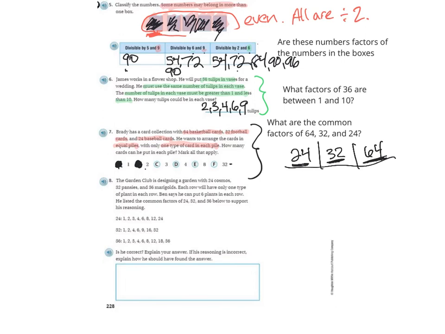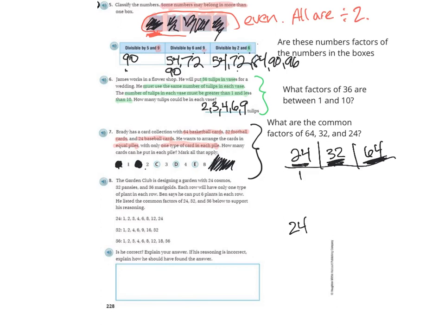Now, I can eliminate 32. Why can I eliminate 32? Well, 32 is a factor of 32, and 32 is a factor of 64. But how can a larger number be a factor of a smaller number? It can't, right? My largest number factor for 24 is 24. So 32, not an answer. I'm just going to scratch it out. So that leaves me with 3, 4, and 8.